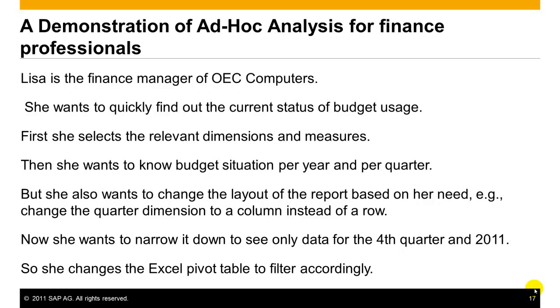So first she's going to select the relevant dimensions and measures. Then she wants to know the budget situation per year and per quarter. But she also wants to change the layout of the report based on her need. For example, she's going to change the quarter dimension to a column instead of a row. Then she wants to narrow it down to only see data for the fourth quarter of 2011. So she's going to change the Excel pivot table to filter accordingly.